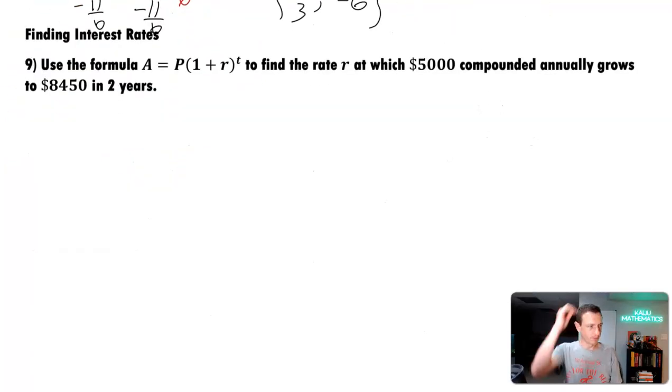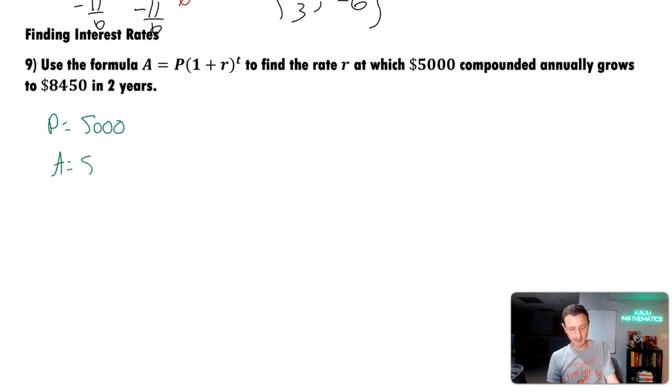Then finally, an interest problem, just using the square root property. So we have the formula A equals P times 1 plus R raised to the T, where R is the rate, and then T is the time, P is the principal, and then A is going to be that value that we get. So we want to find the rate at which $5,000 compounded annually grows to $84.50 in 2 years. So our P value is 5,000, and our A is $84.50, and our time is 2 years. Rate is the unknown. That's what we're trying to figure out. We want to know what is rate in this problem.